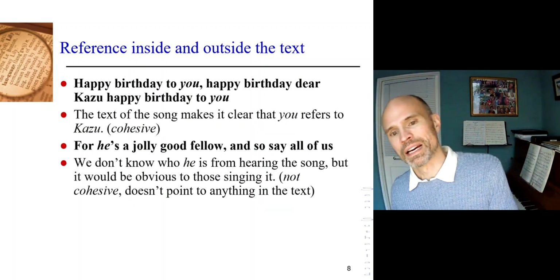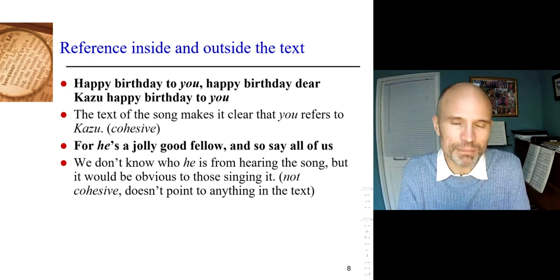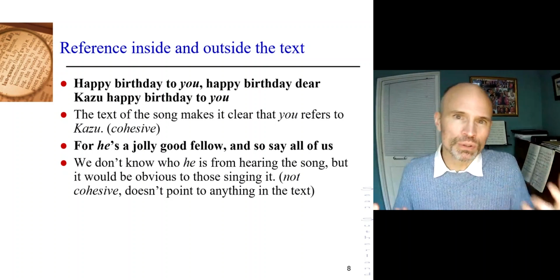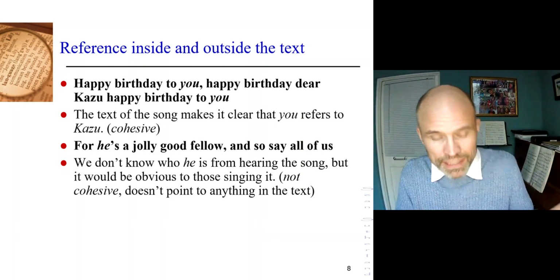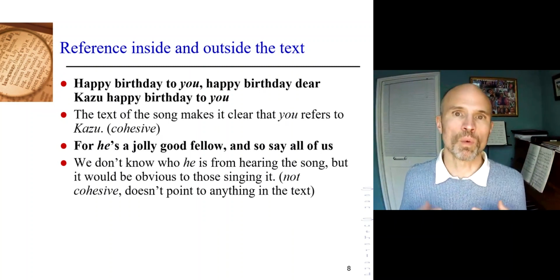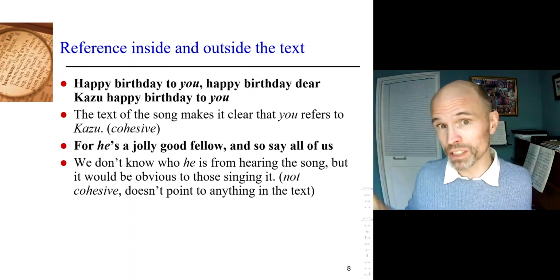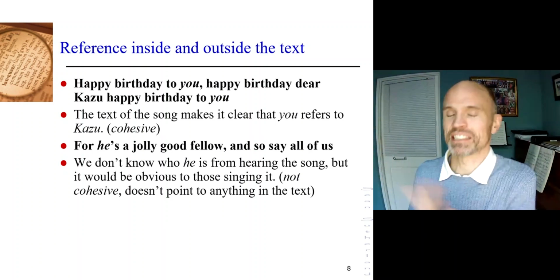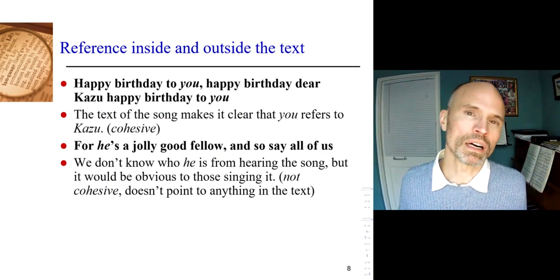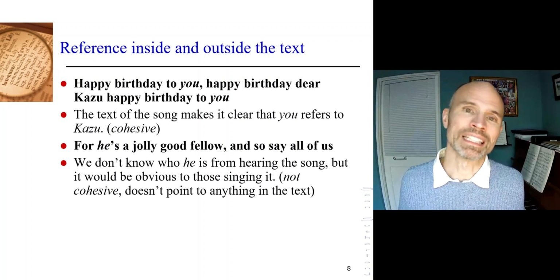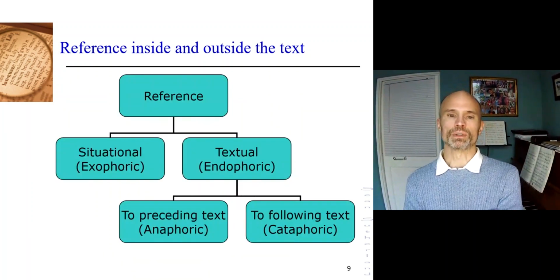So we have inside and outside of the text. The ones in the text, it sticks to something inside the text. Happy birthday to you, you sticks to Kazu. For he's a jolly good fellow, if you try to look in the text for something to stick that to, it won't work. You'll realize, oh, okay, he refers to that person that they're all looking at and smiling while he stands there embarrassed that we're all singing for he's a jolly good fellow. So you've got 2 kinds of reference in that way, inside and outside the text. Here are the formal names that you can use, right?